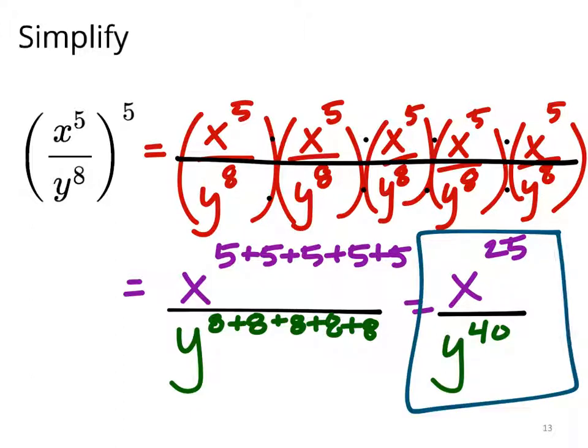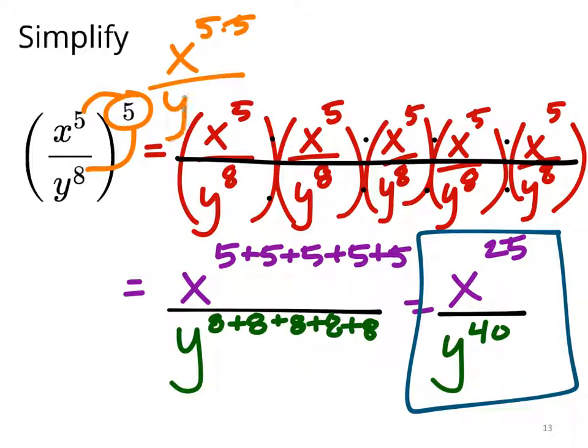Now that seemed like a lot of writing, so this is where the rule kind of comes in handy. If we look at this with the rule, I've got the 5, but with the fraction it's distributed to all exponents in the numerator and denominator. So this one would have been x to the power of 5 times 5, all over y to the power of 8 times 5, which is what we got from this answer down here.